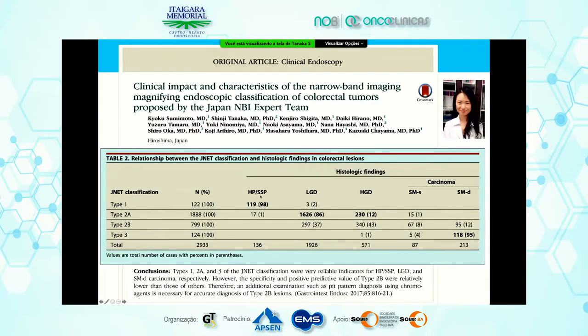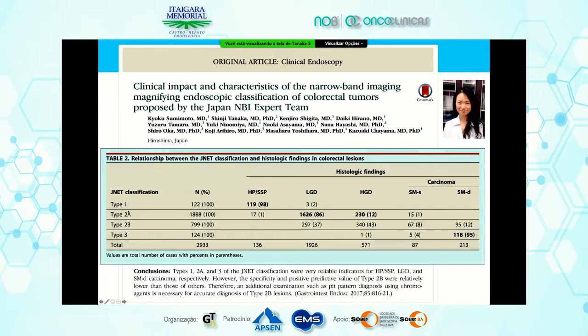Using consecutive many cases of hyperplasia, SSAP, low-grade dysplasia, high-grade dysplasia, and early cancer, we clarified the significance of each JNet classification typing. As shown in this slide, type 1 is a very good indicator for hyperplasia or SSAP. Type 3 is a very good indicator for SM deep cancer.